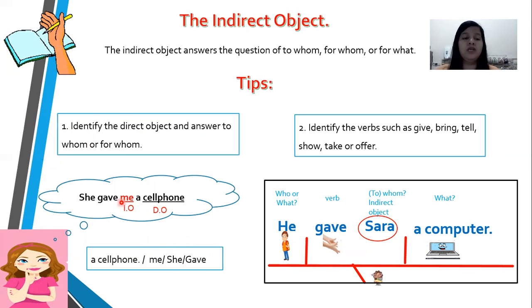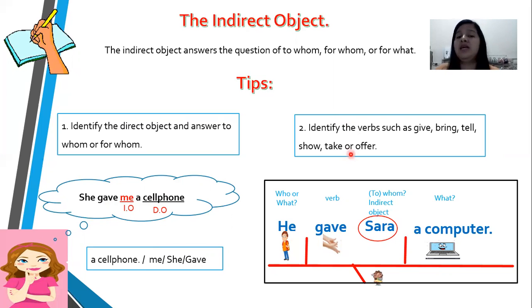For example, she gave me a cell phone. In this example, a student should identify that a cell phone is the direct object. And finally, they should ask the question, she gave a cell phone to whom? A student should answer, to me.